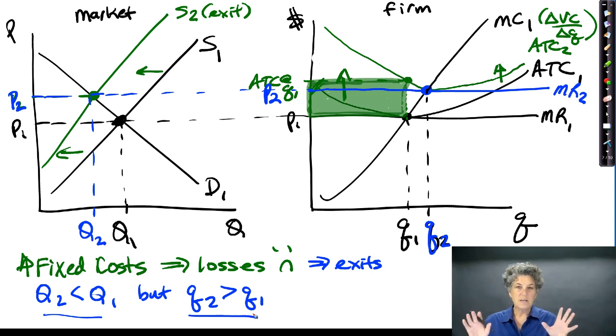You can play with the same thing. Instead of having an increase in demand, play with it and see what happens if you have a decrease in demand. Play with it, see what happens if you have a decrease in variable costs. Play with it, see what happens if you have a decrease in fixed costs.